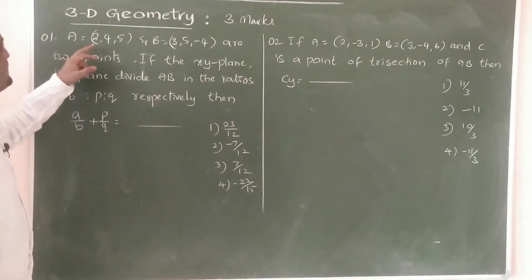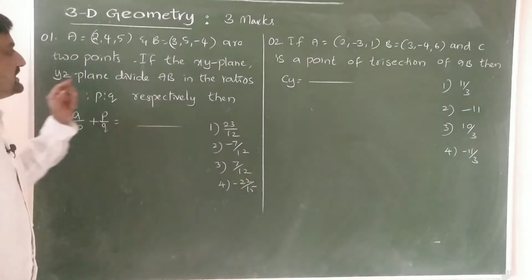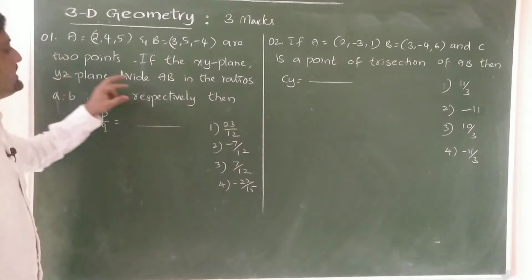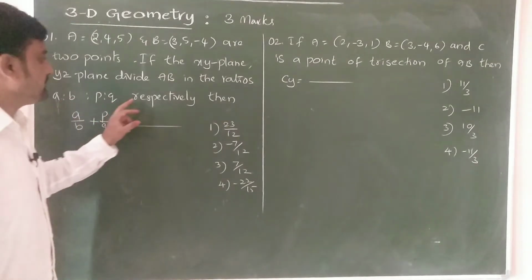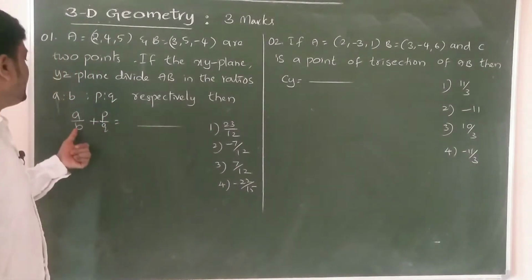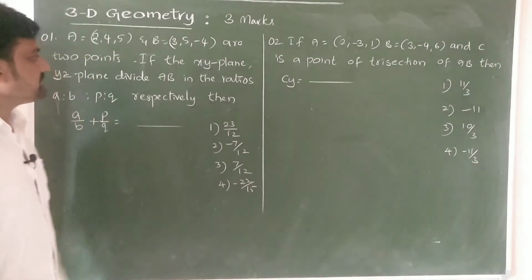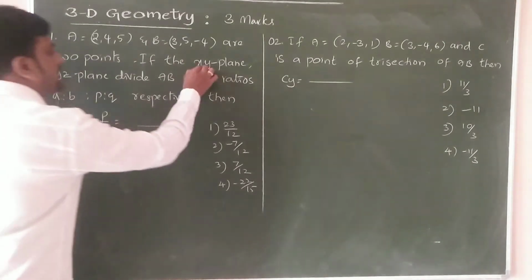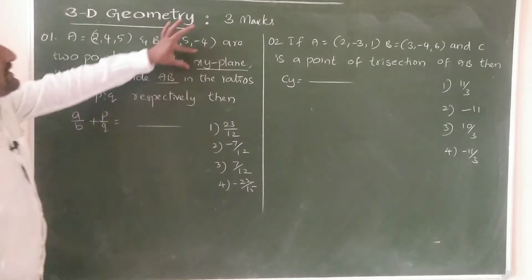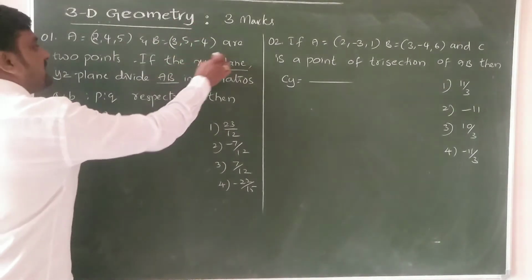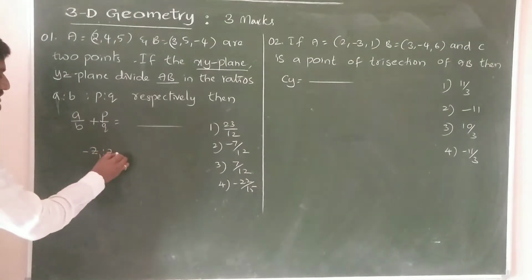If A equals 2, 4, 5, B equals 3, 5, minus 4 are 2 points. If the xy plane, yz plane divide AB in the ratios a is to b and p is to q respectively, then a by b plus p by q equals what? Now in this, simply, the xy plane divides AB. If the xy plane divides in the ratio minus z1 is to z2.